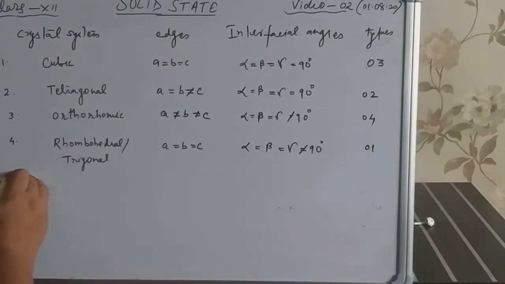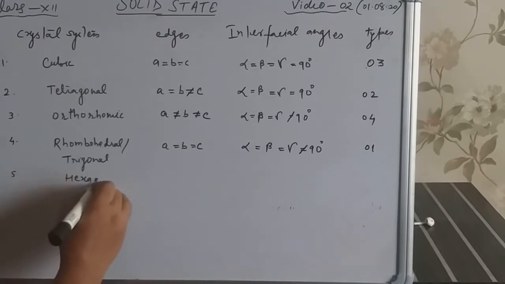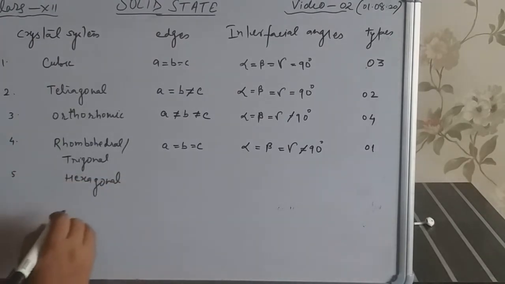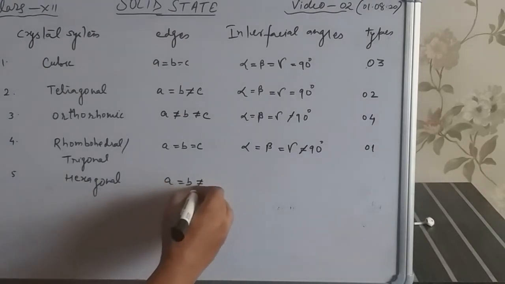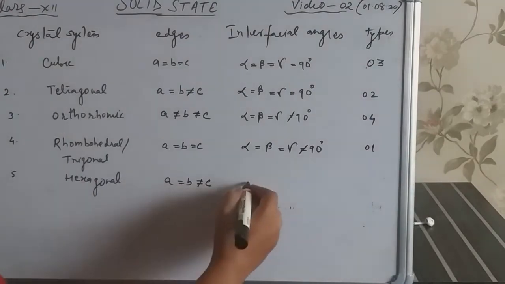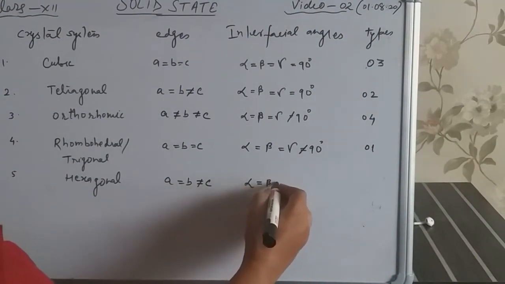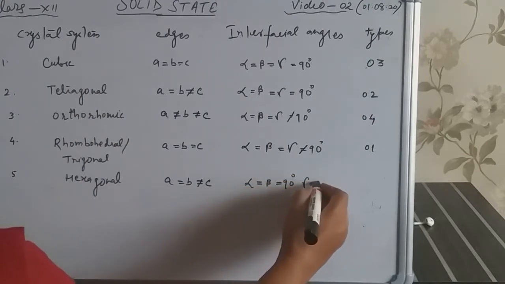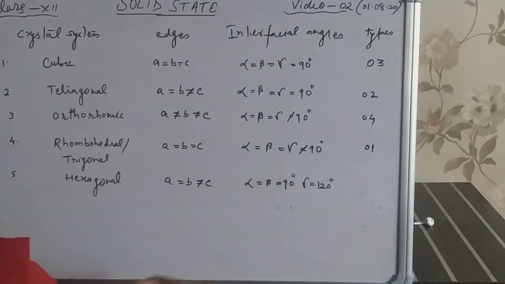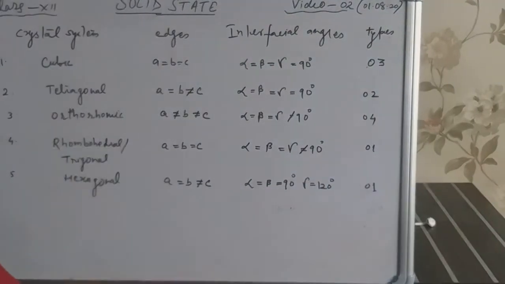Number 5, hexagonal, in which a equals b, but b is not equal to c, and alpha equals beta equals 90 degrees, but gamma equals 120 degrees, and only one type is found.